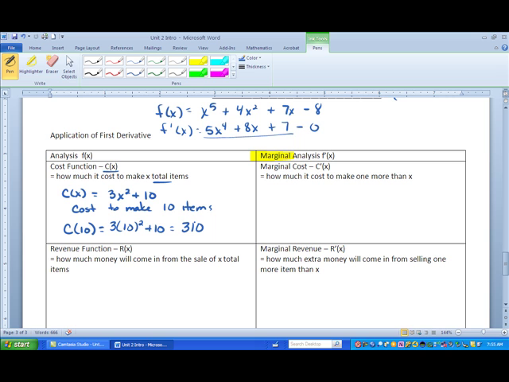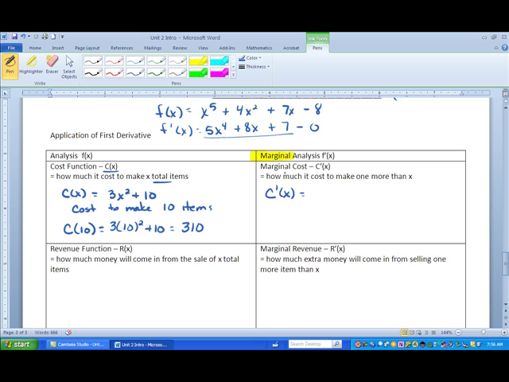Now let's talk about what marginal cost is. Marginal cost is the derivative of cost. Well, if we think about what derivative means, rate of change, then what marginal cost means is how much will the cost go up or down? How much will the cost change if I change the number of items that I want to make?